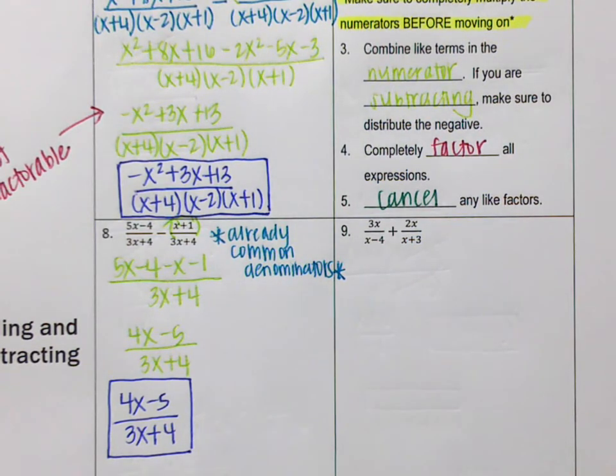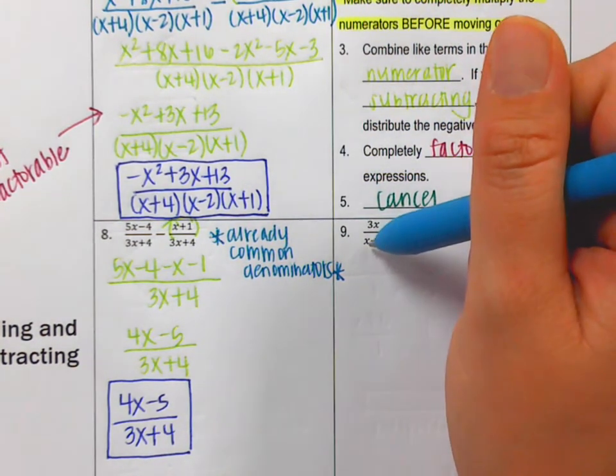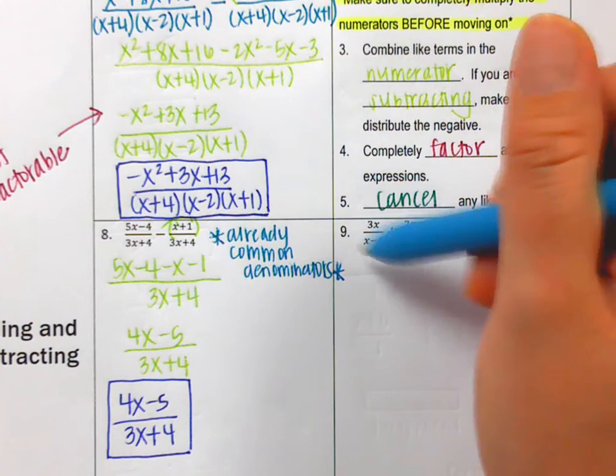Okay, let's try 9. First thing, factor the denominators. The denominators are factored. Nothing more that I have to do there. Now I need to determine the common denominators. So when I'm looking at the common denominators, first, are the denominators the same? And they're not. X minus 4 is different from x plus 3. I look to see, did they have anything in common? They don't. So this one has an x plus 3. This one has an x minus 4. So they need to be the same.